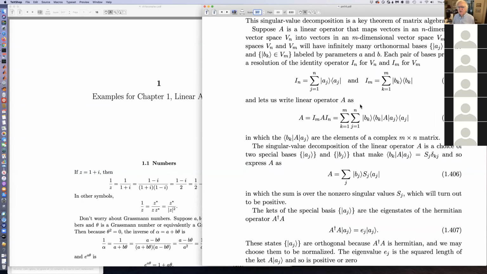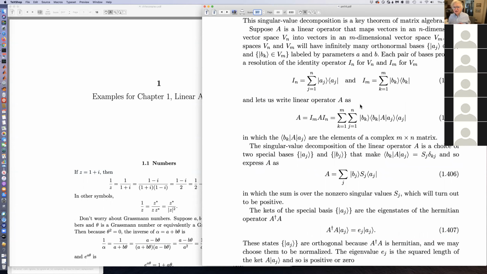All right, so how do we think about this? Basically, we can think of A in general as a linear operator that maps vectors in an n-dimensional vector space V_n into vectors in an m-dimensional vector space V_m. And it could be that n is bigger than m, or that m is bigger than n.